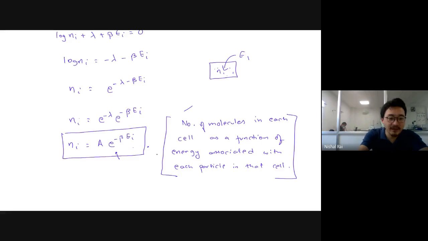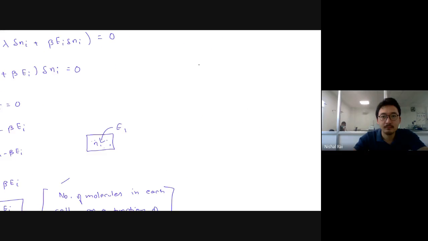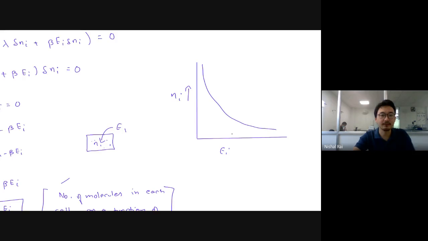Now, if you plot Ni versus Ei, what will you get? If you plot Ni versus Ei, then what you'll get is an exponentially decaying kind of curve.